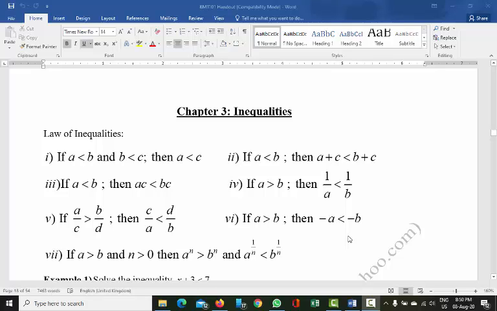Right, Assalamu alaikum students. Today we will study chapter 3, inequalities. Here you can see, first of all, we need to study some of the rules of inequalities.